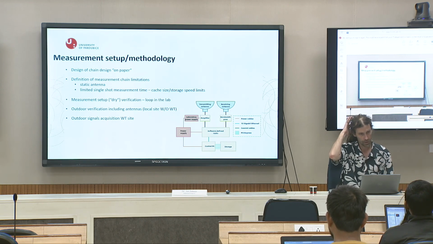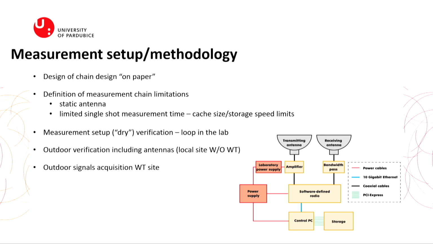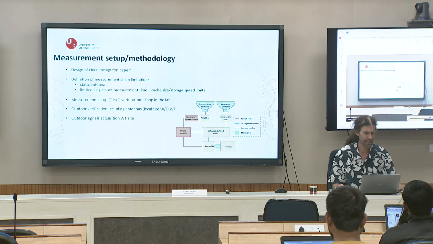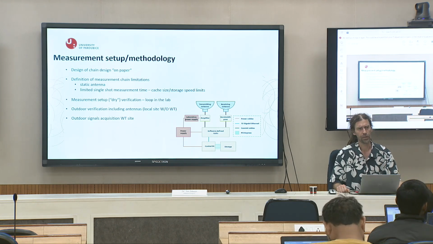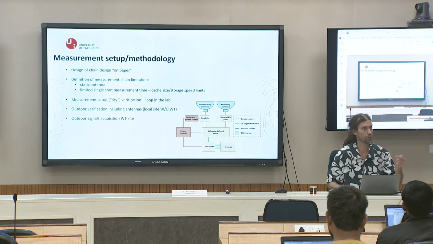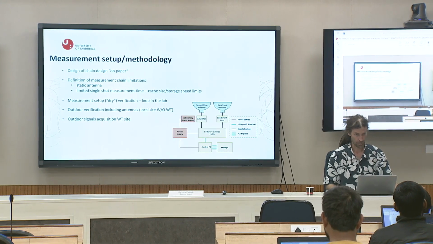There is also a big limitation on single shot measurement time that is based mainly on bandwidth and sampling time. For our measurement we select about 40 megahertz, and the sampling rate I don't remember, you will see it later. We can't increase more. Even the SDR was able to do it, but due to the limitation of cache size, it overloads the cache and the measurements stop working.